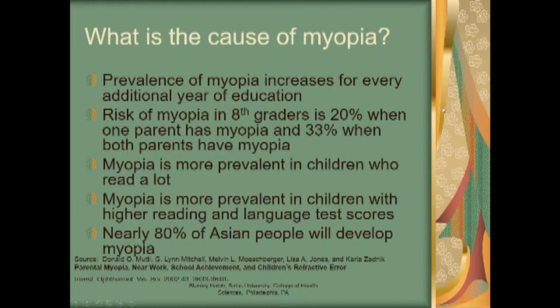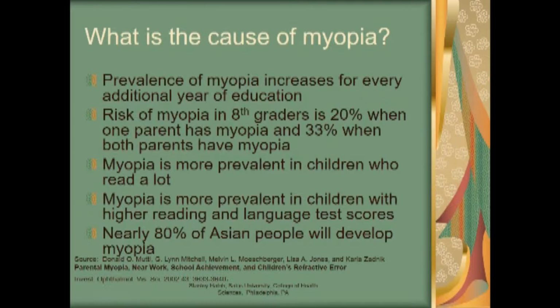The risk of myopia in 8th graders is 20% when one parent has myopia and 33% when both parents have myopia. So maybe there is a genetic factor there as well, because it's much higher prevalence in those with parents with myopia, and of course we have said race has a strong factor in myopia. So also myopia is more prevalent in children who read a lot. Myopia is more prevalent in children with higher reading and language test scores as well.